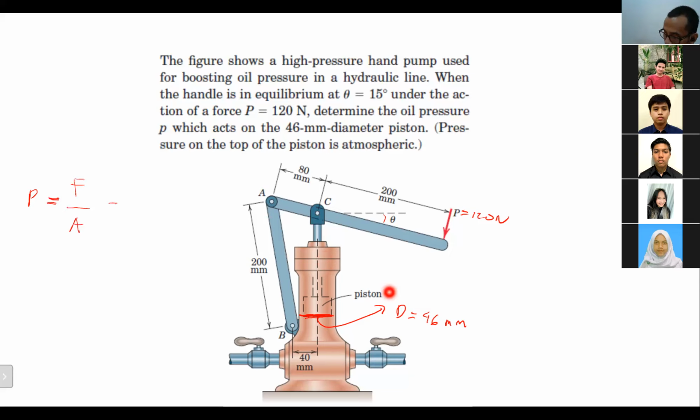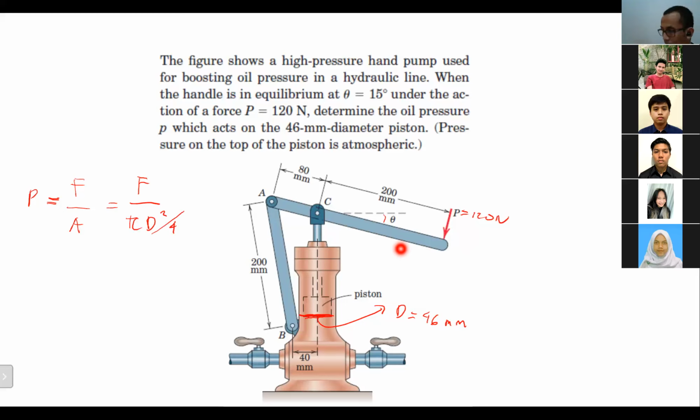Okay, so the pressure there is supposed to be force divided by A. A there is supposed to be pi multiplied by d squared divided by 4, like that. Okay, so that's how we calculate the pressure.